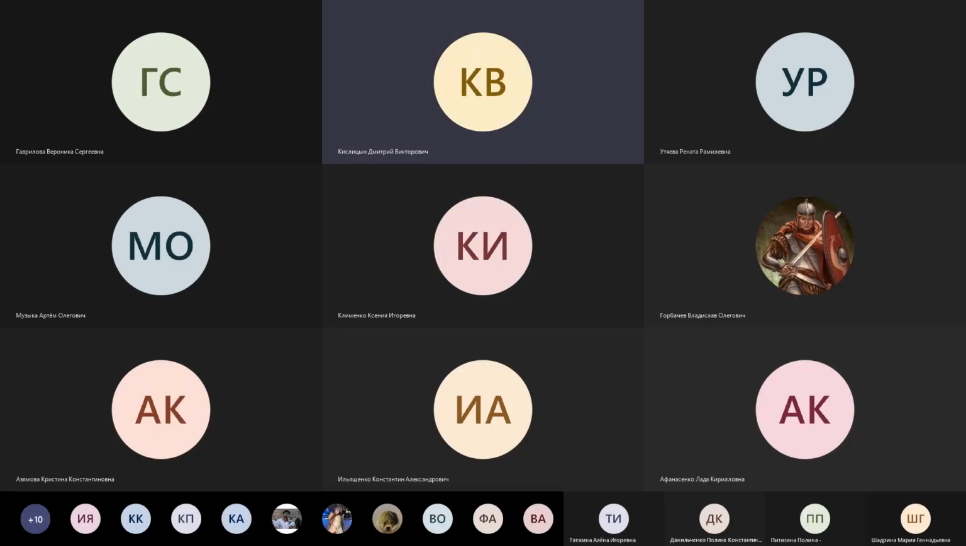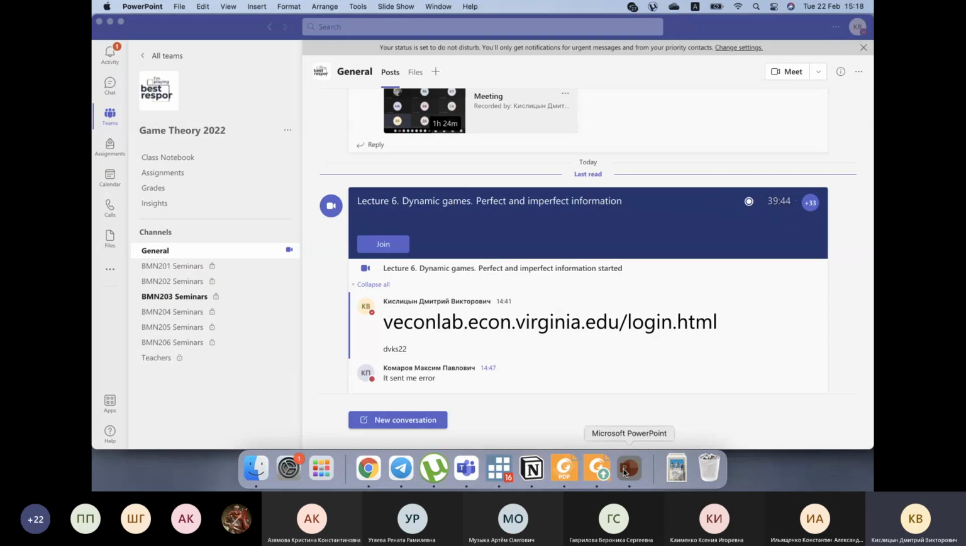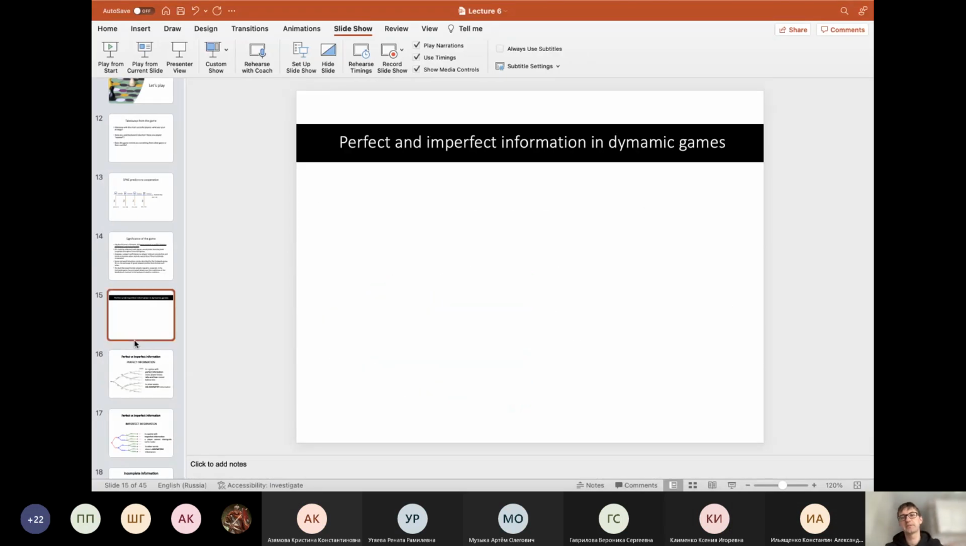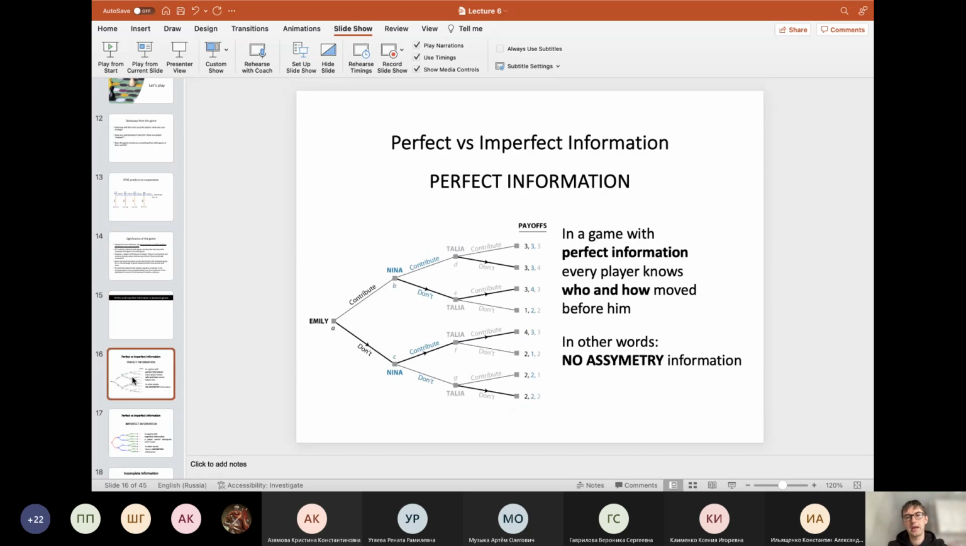Okay, I've started the recording, and we are talking about perfect and imperfect information in dynamic games. We started from discussing perfect information. A game with perfect information is a game where all players are aware of what other players did at the previous step, basically who moved before them and how.